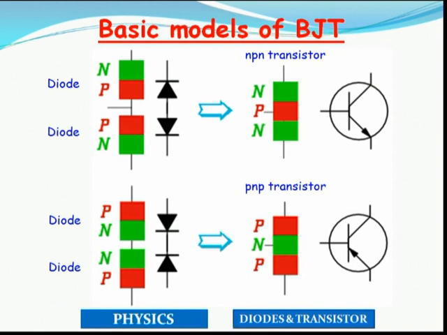And how is it identified? If the arrow goes outward, then it is known as an NPN transistor, and if the arrow is inward, then it is known as a PNP type transistor. It means that if the current is entering into the device, then it is a P type material, and if the current goes away from the device, then it is known as an NPN type of transistor.